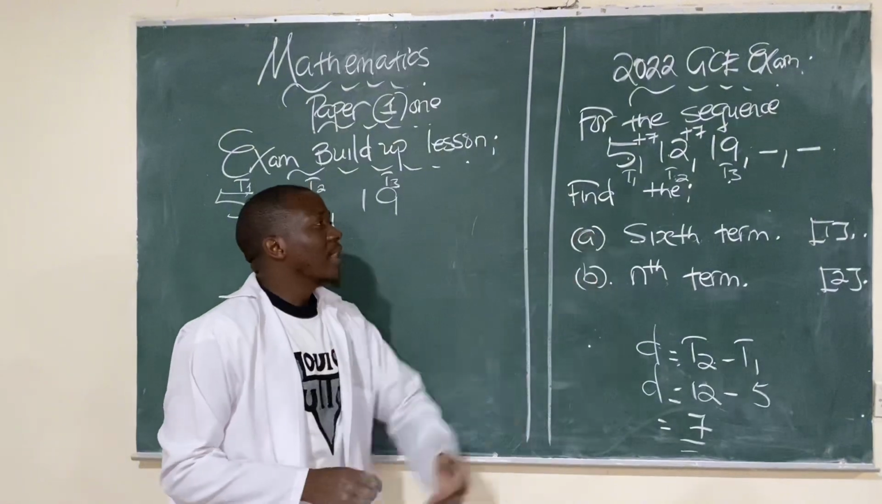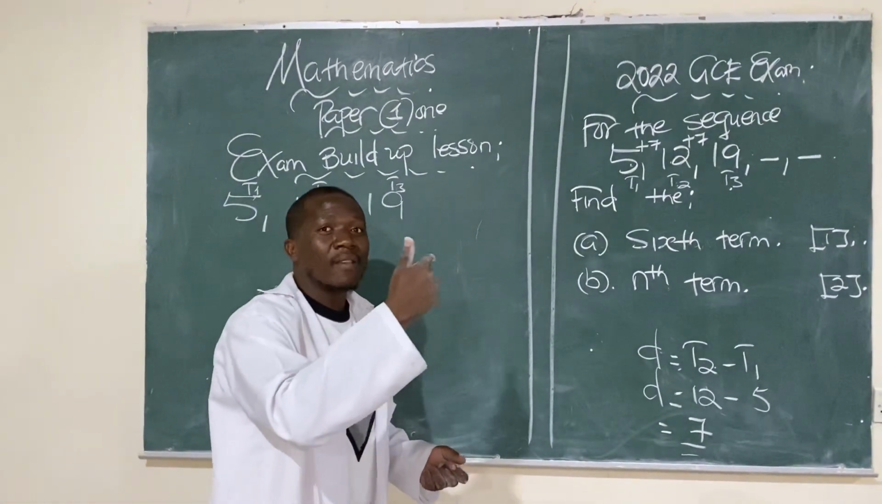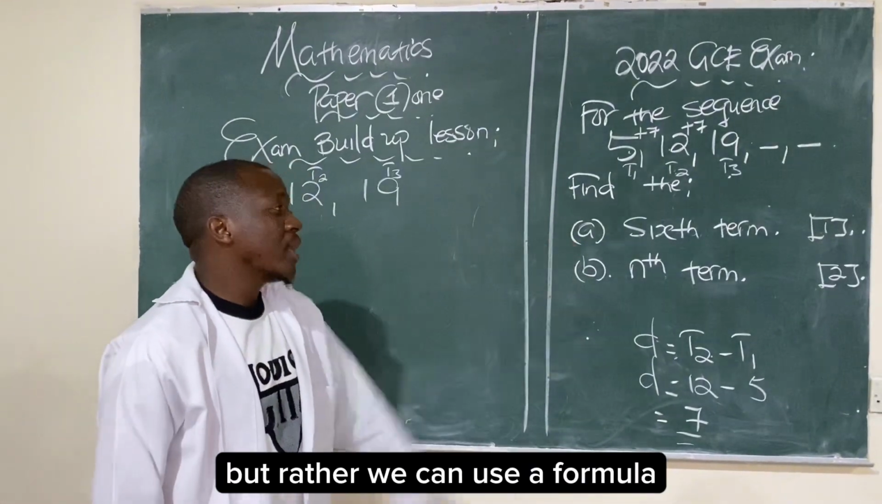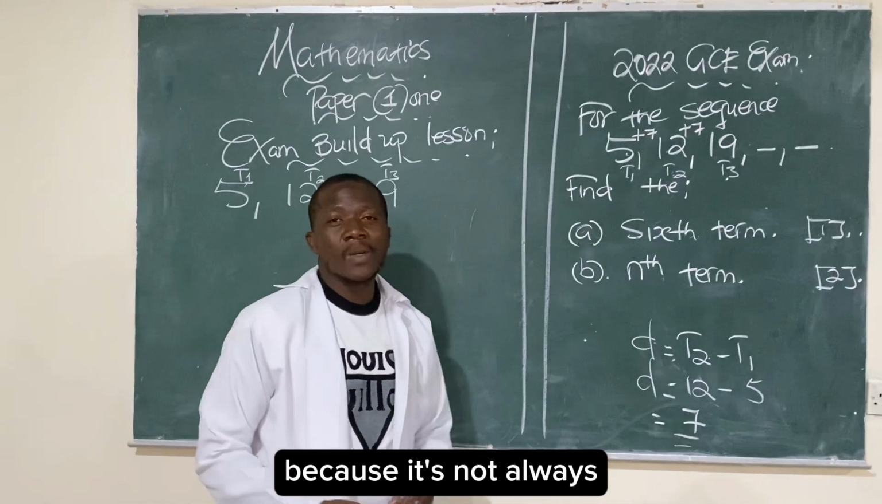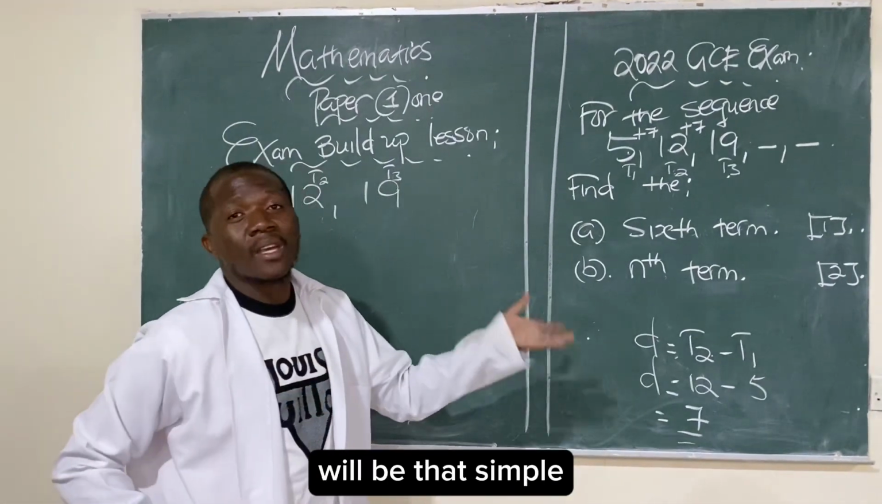So (a), find the 60th term. Either you can continue by adding 7 until you reach the 60th position, but rather we can use a formula, because it's not always that the position asked will be that simple.